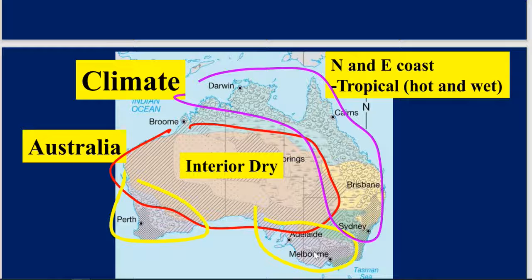There's a lot of fishing industry down here. But here the interior island is dry, and as you can see, the northeast and the coast is kind of tropical and wet. Okay, mountains cause that.